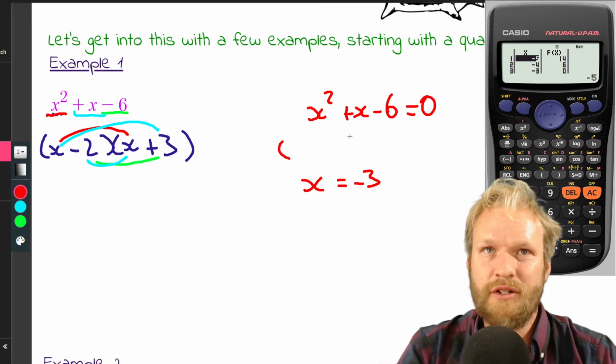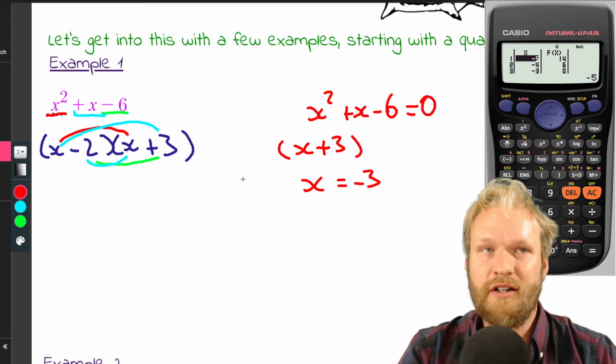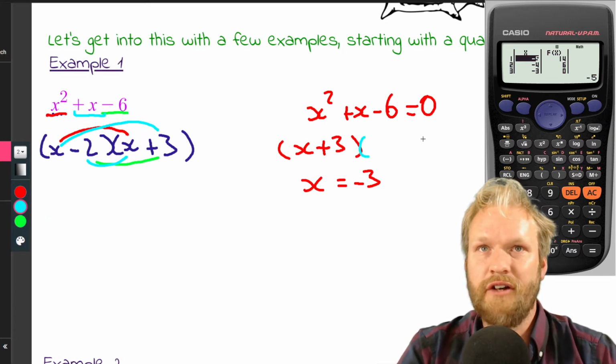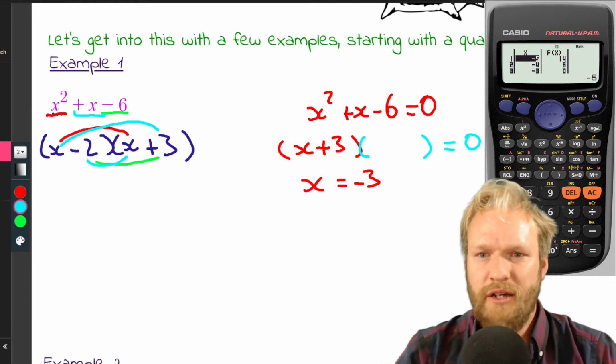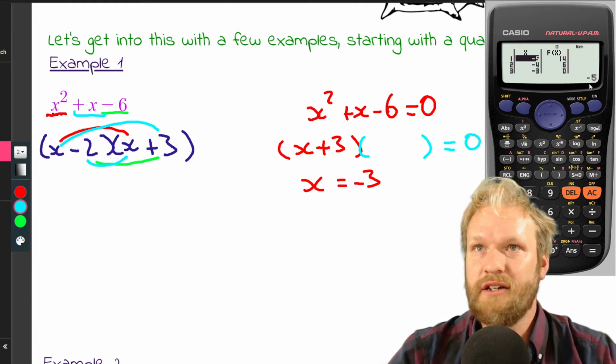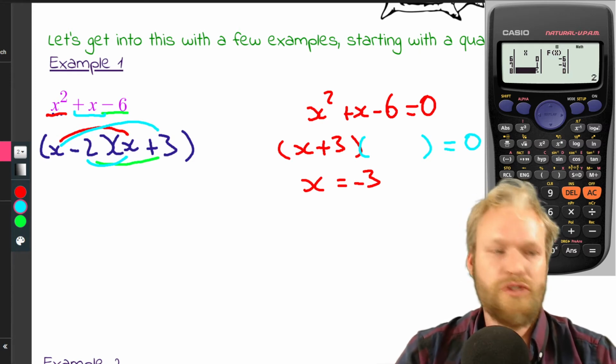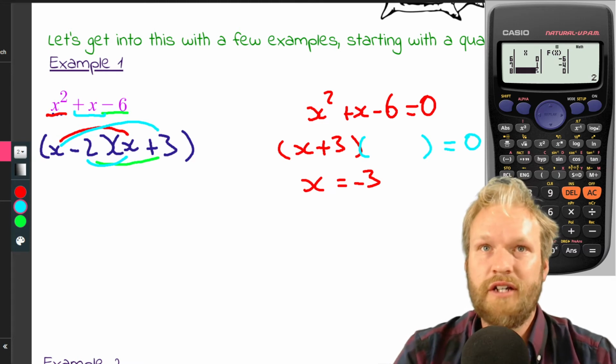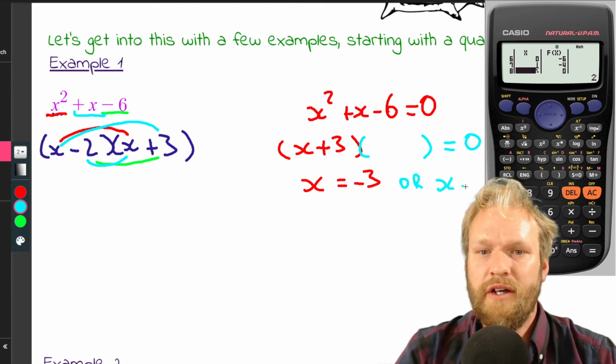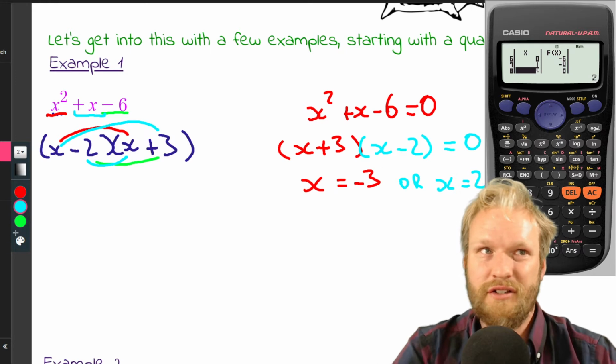So if we work backwards, one of those brackets would be x minus minus 3. And for our second bracket, what would it be? Let's see if the calculator gives us our second solution. Down, down, down, down, down. Well, there's another 0. You see that when x is 2, f of x is 0. So x equals 2. In other words, x minus 2 would have been one of the brackets to factorize this.